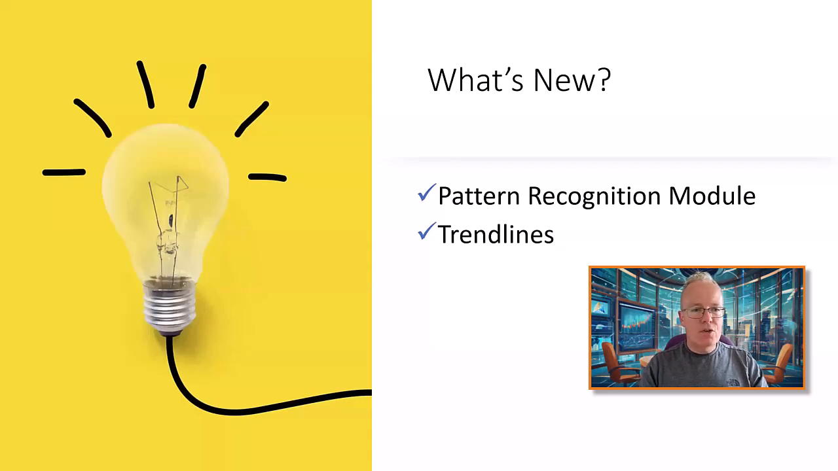So the Trendlines feature is part of an ongoing set of pattern recognition features, and it's the first of the pattern recognition features to be implemented. So trend lines are fully implemented. There are two different types. We'll get into them as we go on.